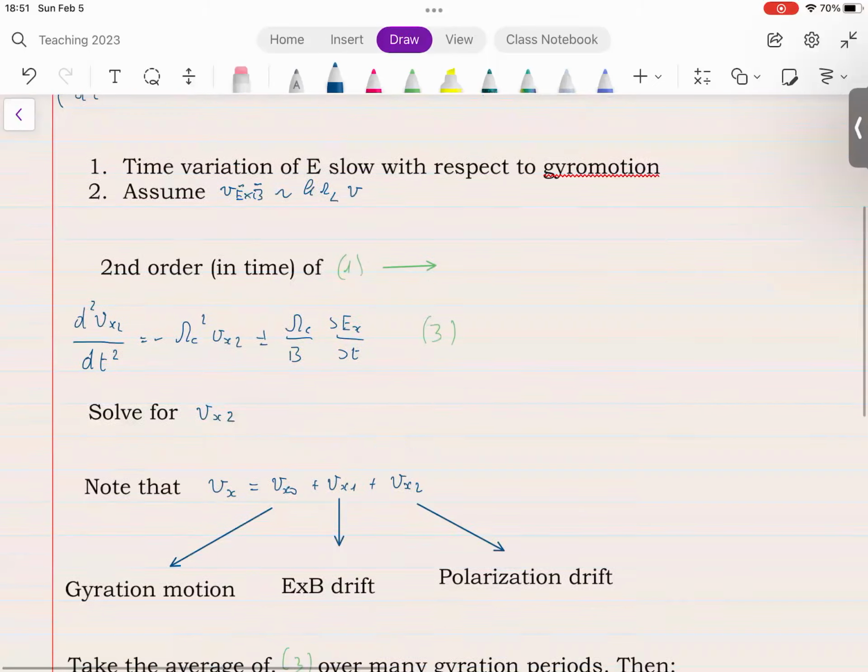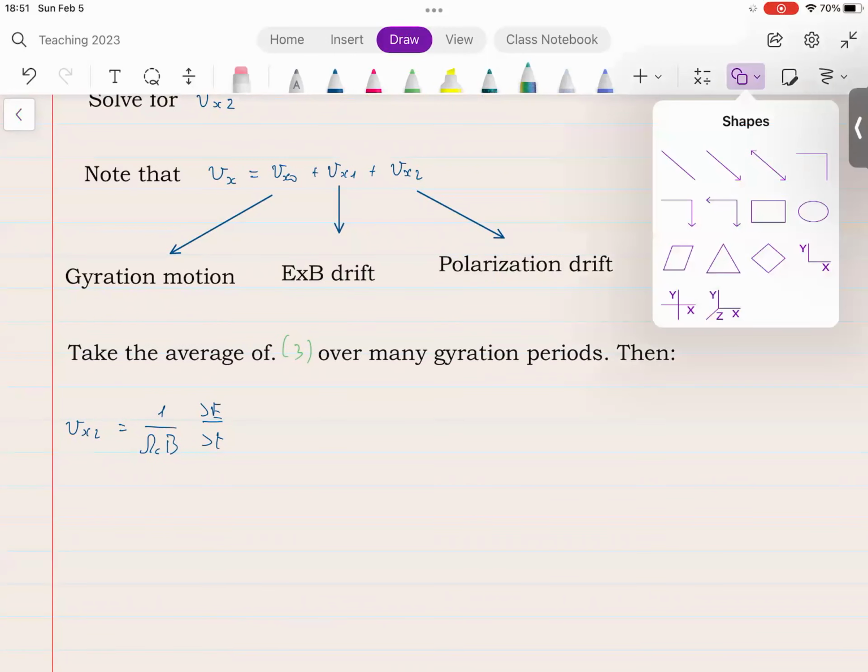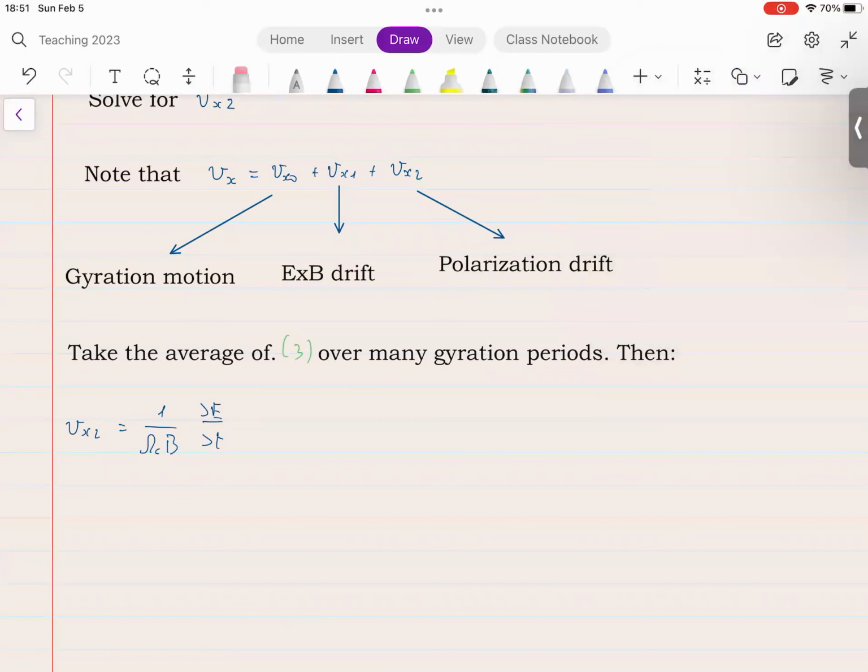Okay, well then, great. We have pretty much solved our problem. That is our polarization drift velocity.